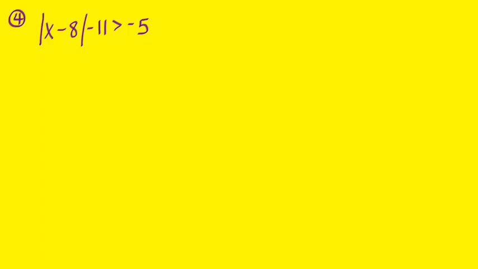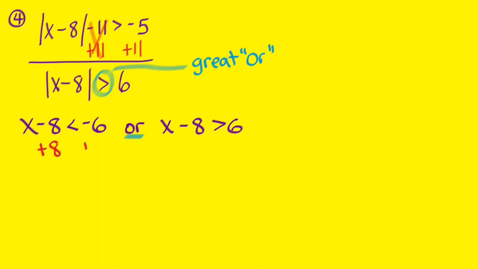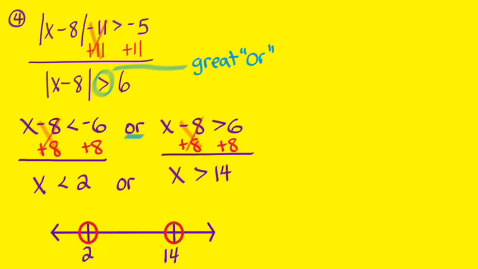Again, isolate the absolute value. So I add 11 to both sides. Then I have to do my flip and switch, but notice I see that it says greater than. So I know it's going to be an or right here. I already know that. Flip and switch, then the regular, and I solve. And you can really see it when you graph it. But they're an or situation.